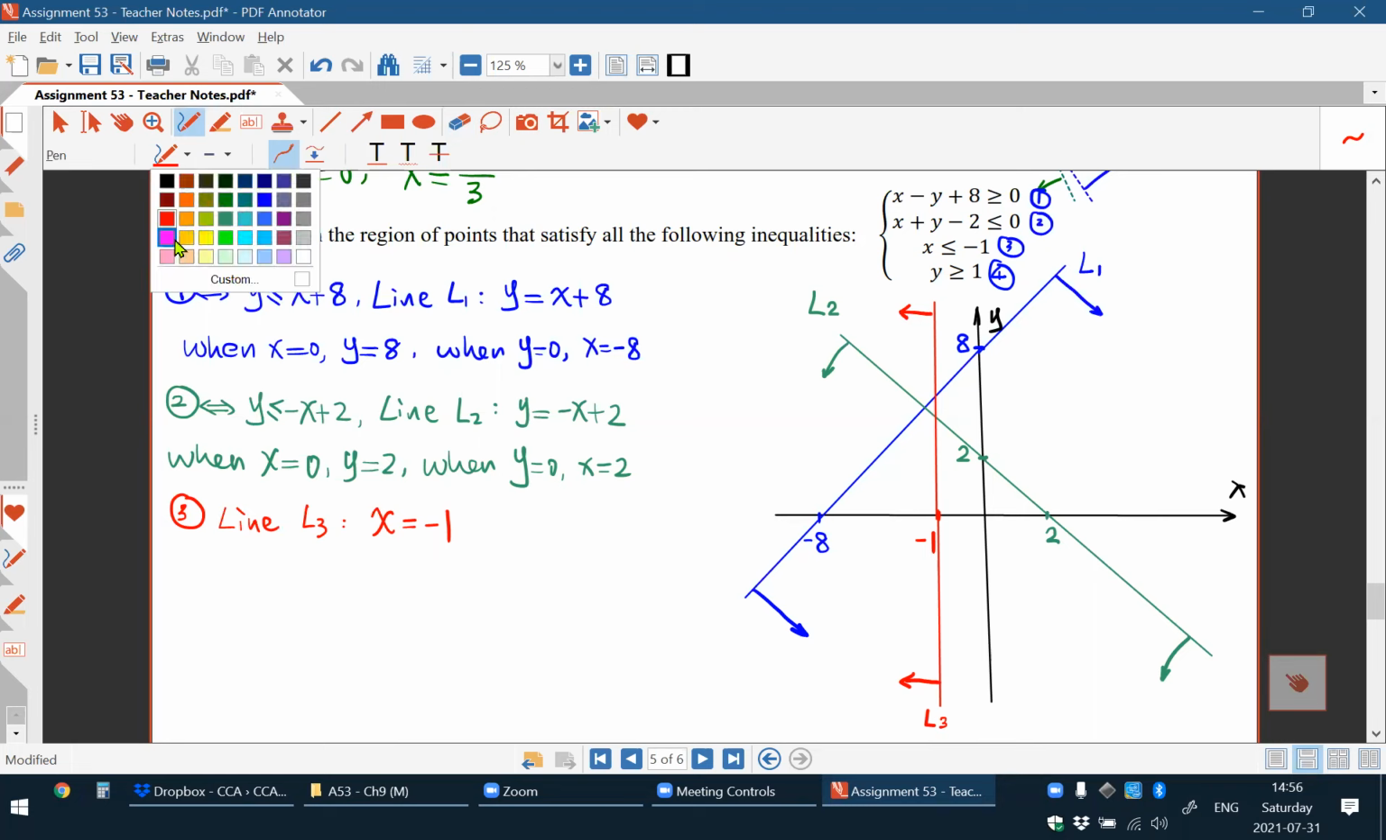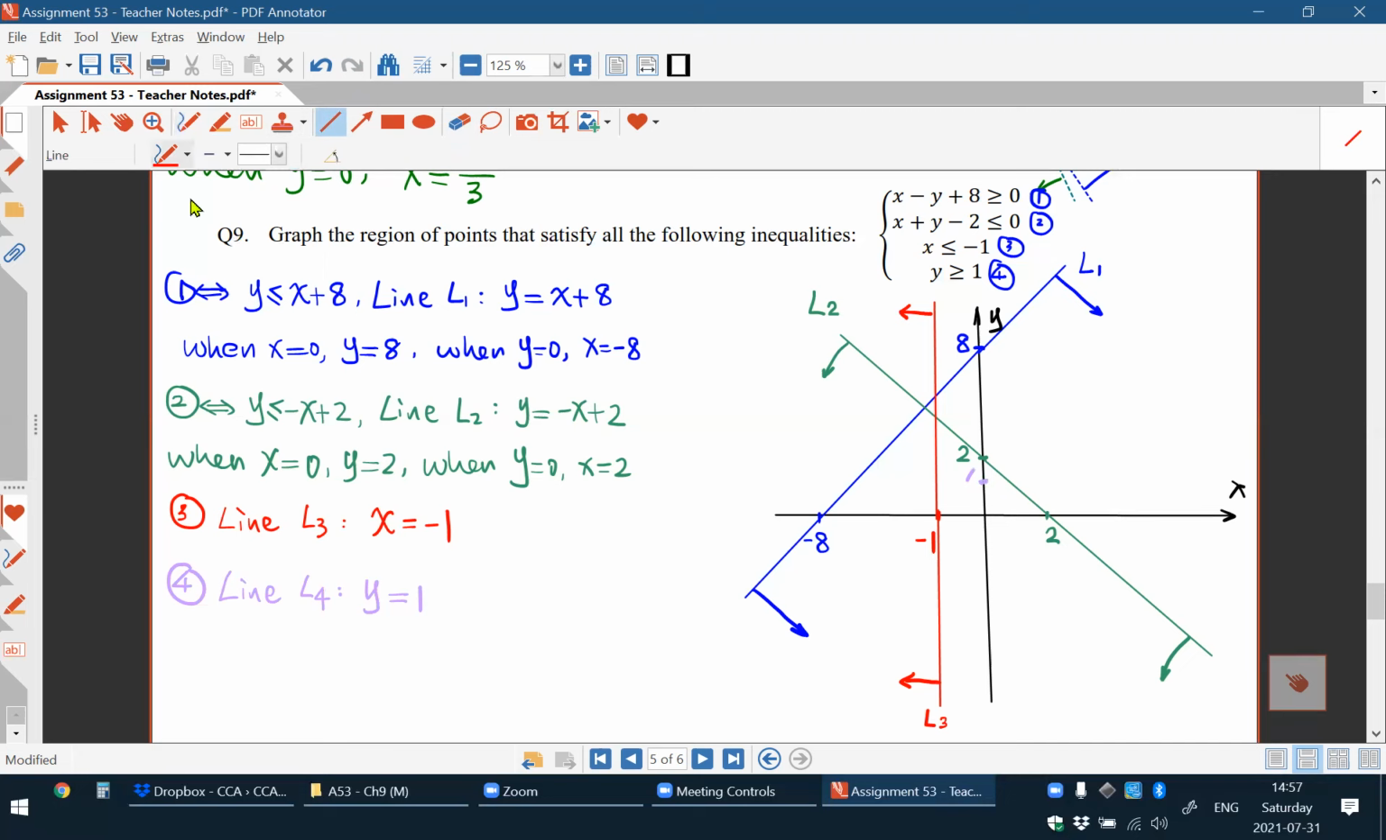Okay, so the fourth region. Let's use purple. Fourth region, the corresponding boundary line is line four. The equation of line four is y equals one, right? Y equals one is a horizontal line that is parallel to the x axis. So suppose this is one, and the horizontal line should look like this. Right? And this is our line four.